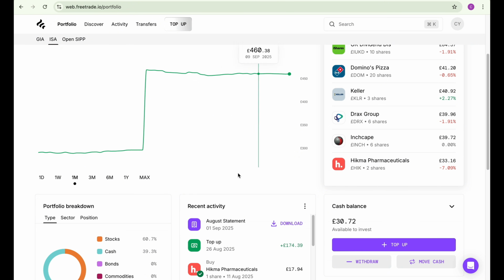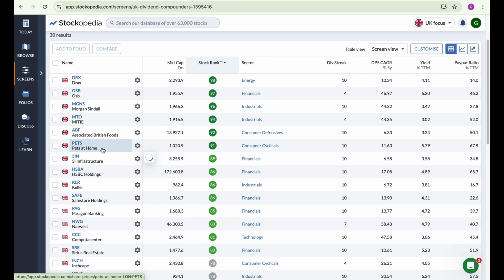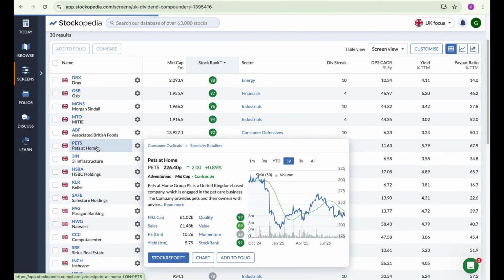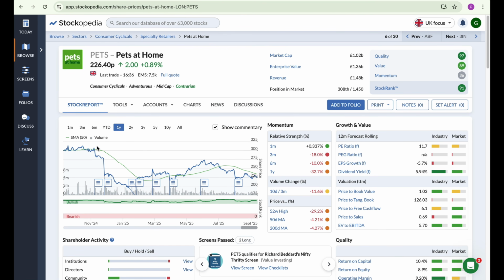Well, let's now head back over to the Stockopedia screening page, as this one is one that I think a lot of you are going to be very familiar with. With a strong stock rank score of 91, the stock that I'm going to be investing into is none other than Pets at Home. And if you didn't know already, Pets at Home is actually the UK's leading pet care business, offering a wide range of products and services tailored to pet owners.